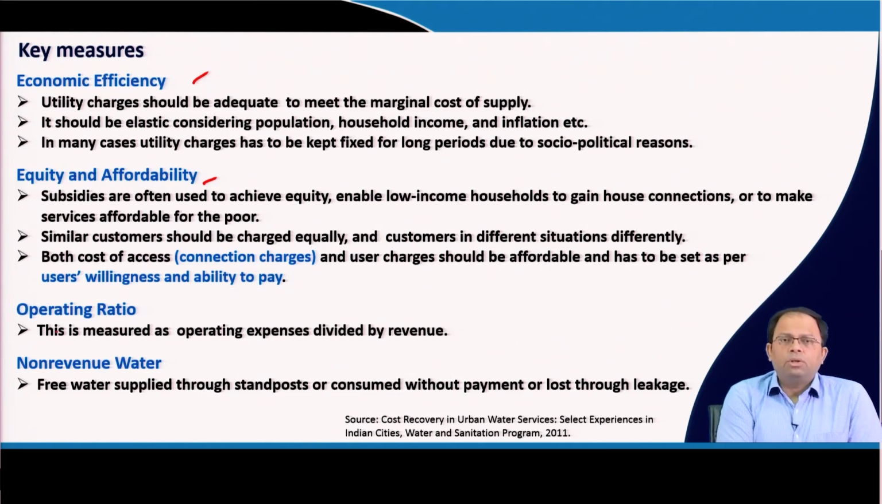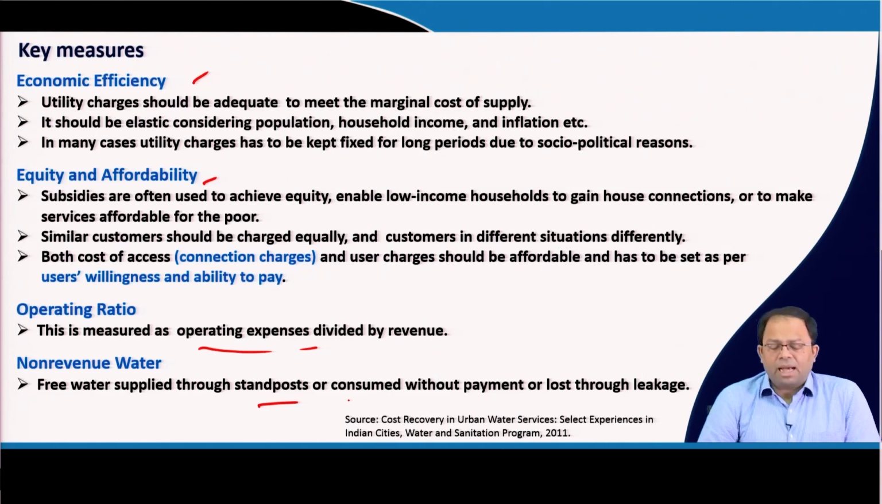Then operating ratio needs to be considered. This is measured as the operating expenses divided by revenue. And then for non-revenue water, we need to understand free water supplied through the different stand posts or public taps, and the amount of water for which people don't pay, because of theft, and water lost due to leakage. So these are the different non-revenue water or unaccounted water.